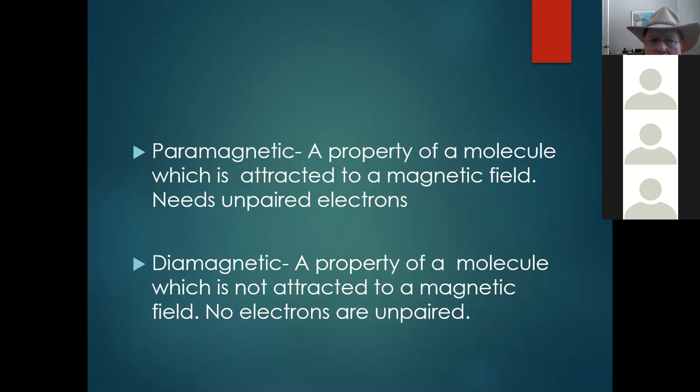Getting back to paramagnetic and diamagnetic. We're not talking elements, Ian. Right now, we're talking molecules because we're talking molecular orbitals. Paramagnetic needs unpaired electrons. Diamagnetic, no electrons are unpaired.